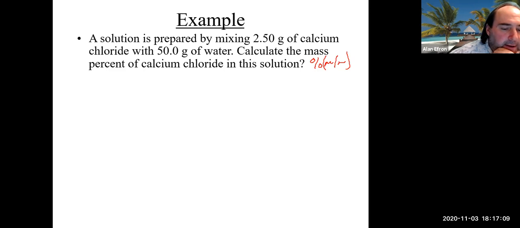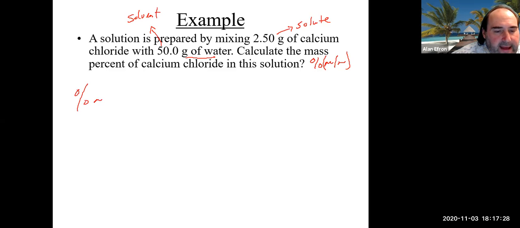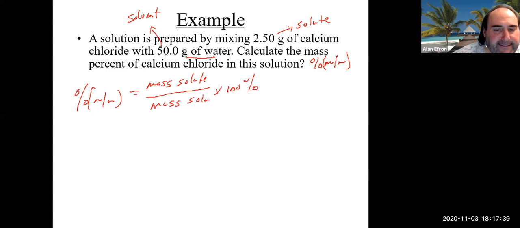Okay, so when we look at this, we're taking 2.5 grams of calcium chloride with 50 grams of water. The calcium chloride here is our solute, the smaller part, and our water here is the larger part, which is our solvent. So again, the percent mass to mass is our mass of solute divided by the mass of the solution times 100%.